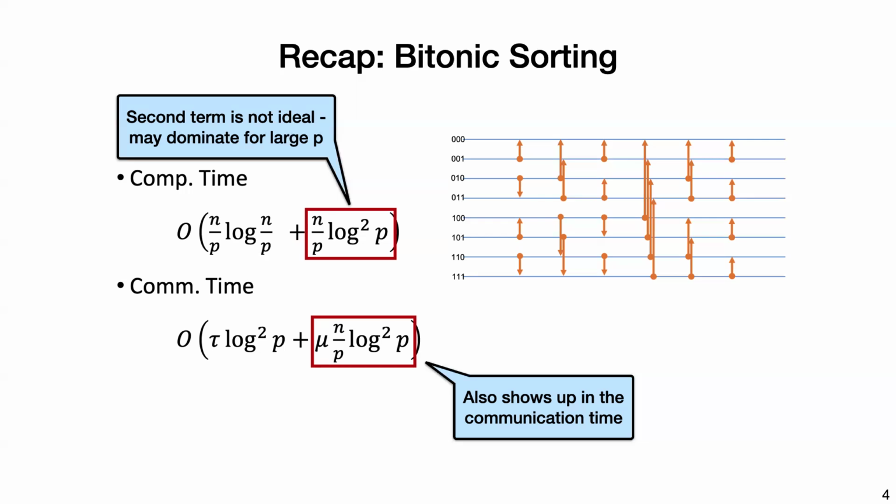And for communication time, this is the way they analyze it: there are log squared p columns in the sorting network, and each of them takes tau plus mu n over p communication time, because each pairing of processors needs to communicate.